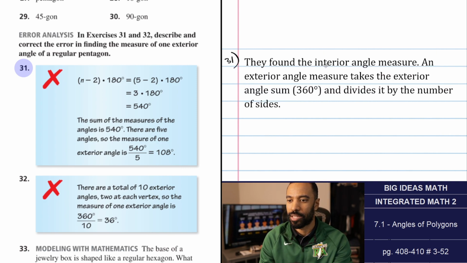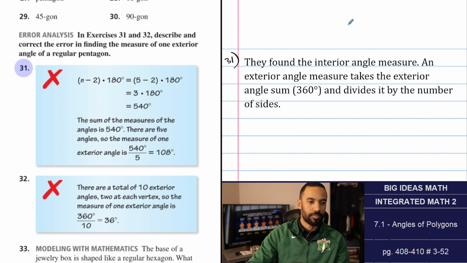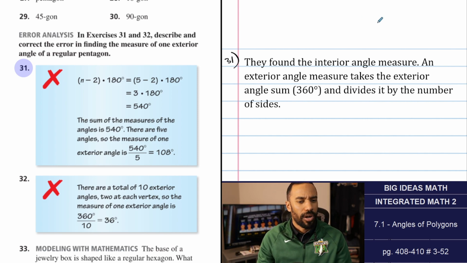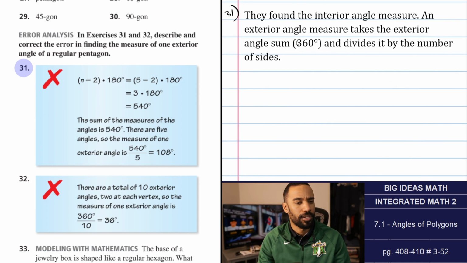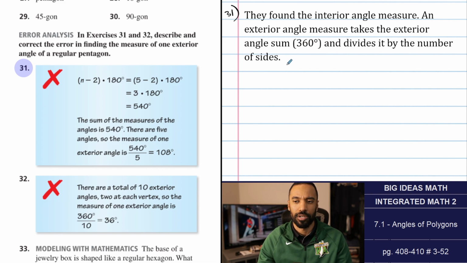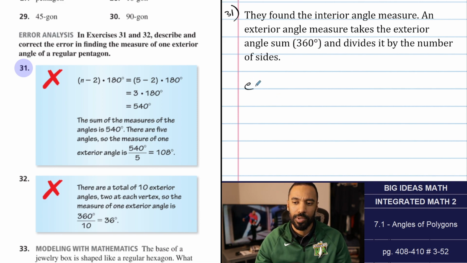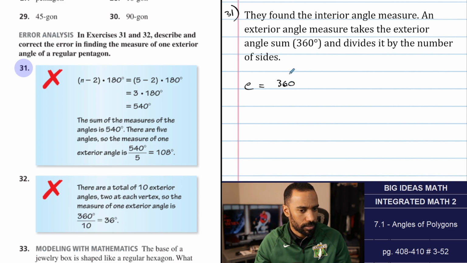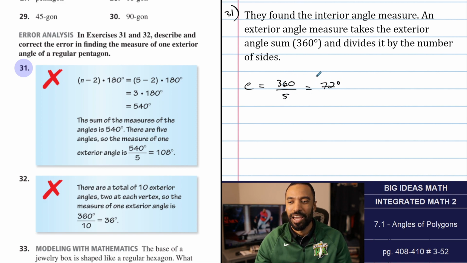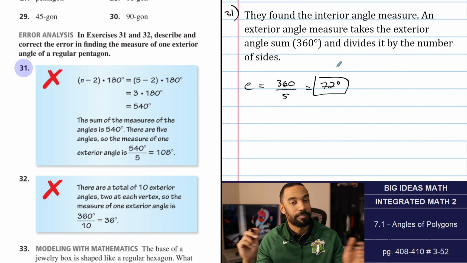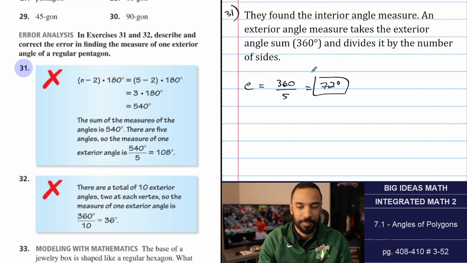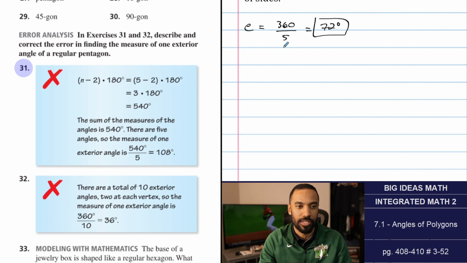Okay, so let's correct it. They asked us to. Well, we already found this one, didn't we? One exterior. Oh, okay, we already did that. So E is going to take 360 and divide by 5. Oh, wait. Yeah, okay, I'm sorry. Never mind. 360 by 5 is 72. Okay. There it is. Okay. We did that twice now.